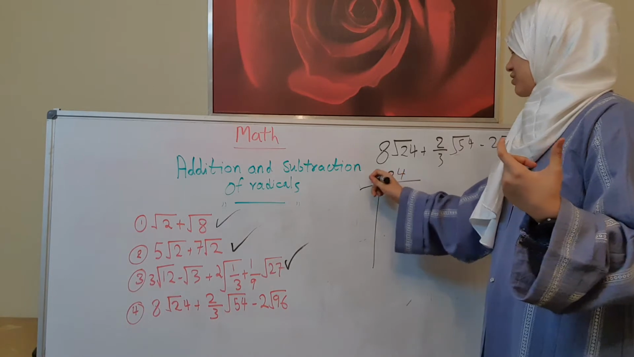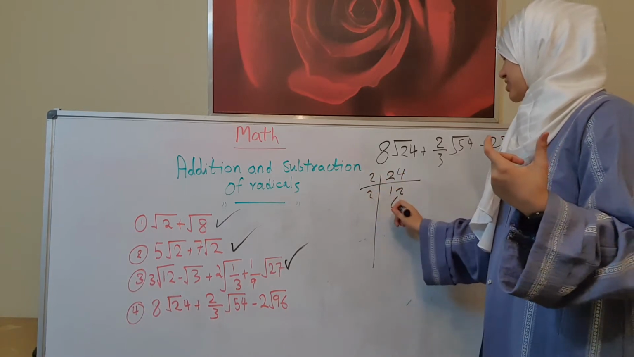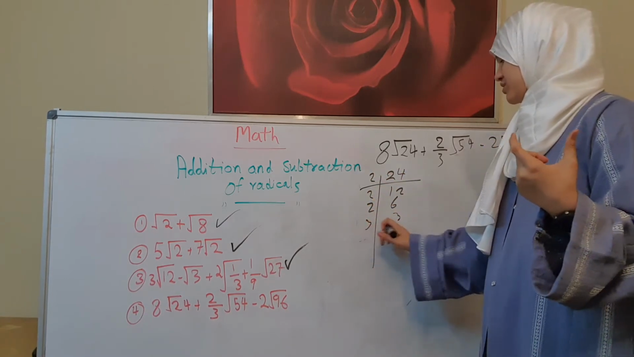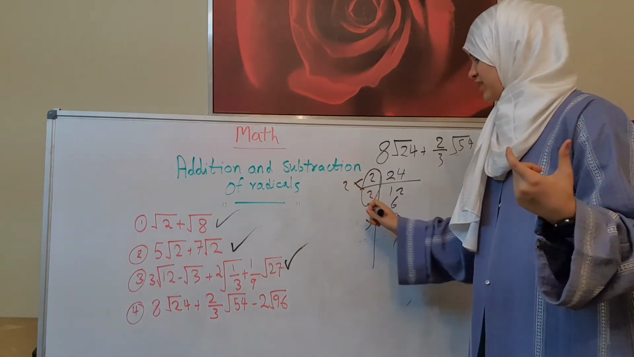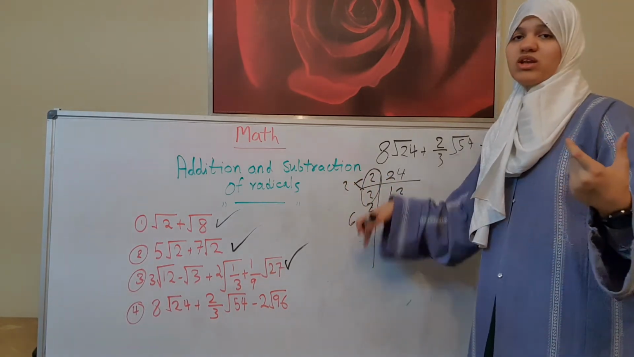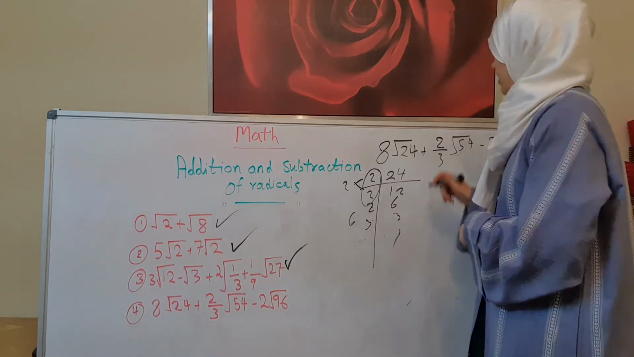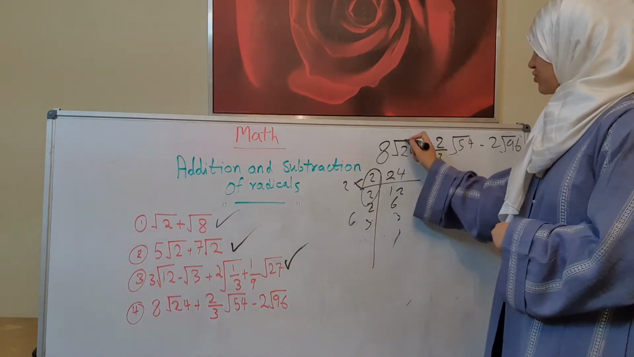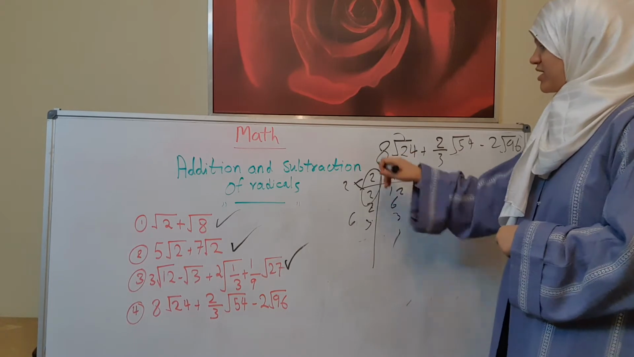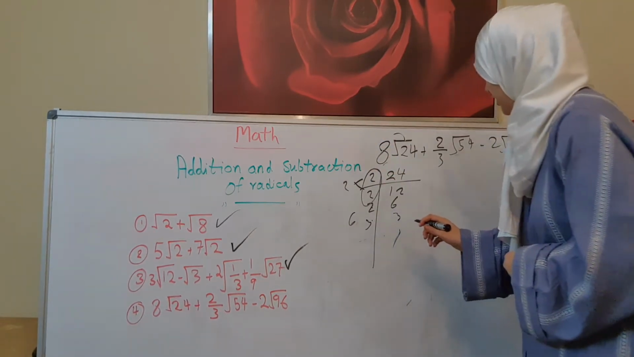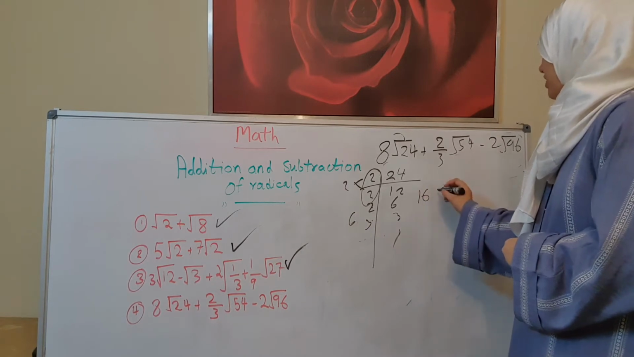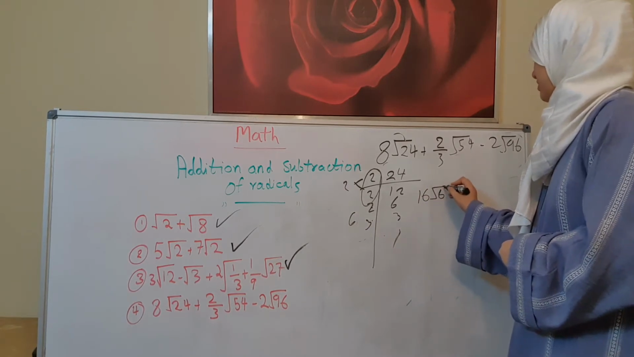That means 24 divided by 2 is 12, by 2 is 6, by 2 is 3, by 3 is 1. Now we have only one pair of 2s. That means we'll take only one 2 out, and 2 and 3, that means 6, we'll leave inside the radical. That means 2 will go out for 8, and 8 times 2 is equal to 16. Now what we have is 16 radical 6.